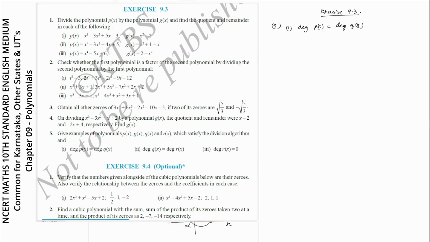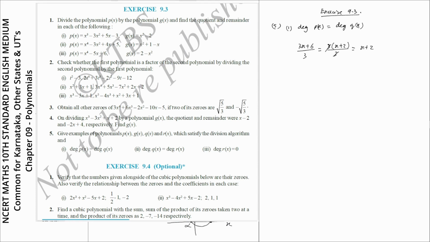Exercise 9.3, question number 5. Give examples of polynomials p of x, g of x, q of x and r of x which satisfy the division algorithm, and degree of p of x is equal to degree of q of x. Okay, now take one simple example. 3x plus 6. What is 3x plus 6? It's a linear polynomial. So now if I divide this by 3, so what will I get? So now in the numerator I can take 3 as common, x plus 2. So 3 will get cancelled. I will get x plus 2 only.